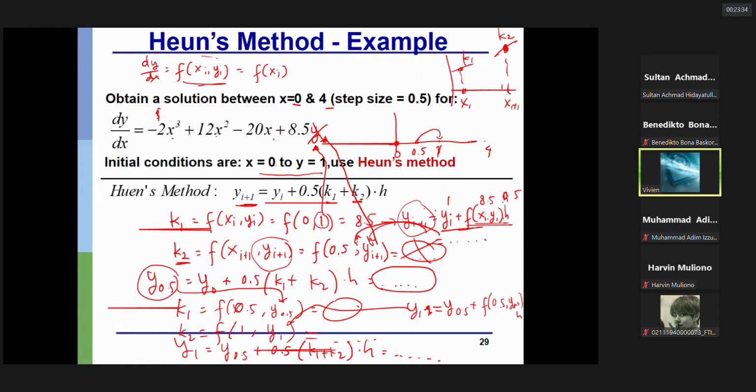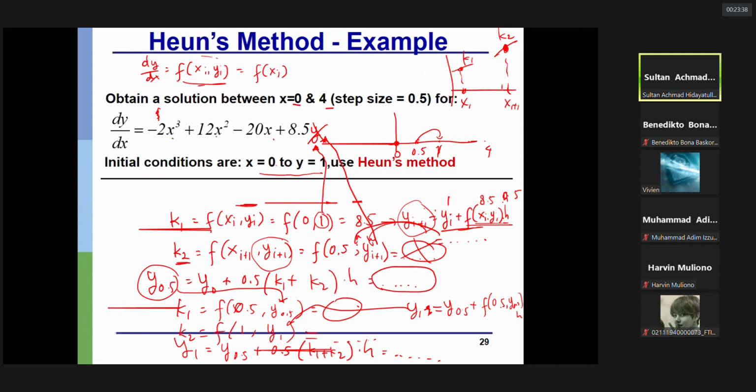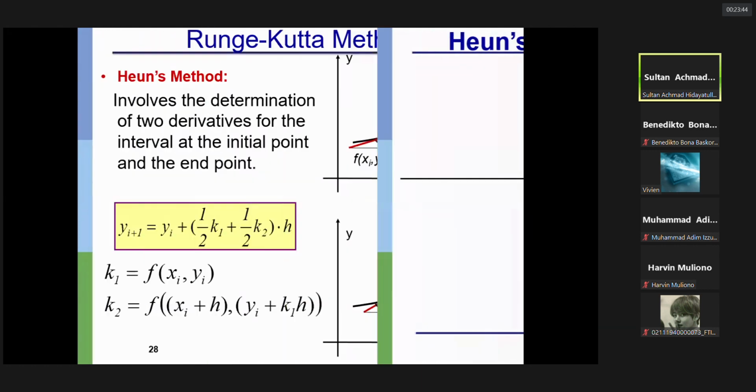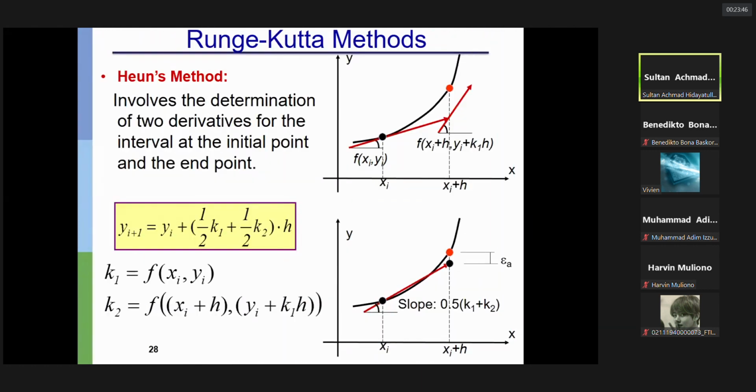Because on your slide, it's a little bit confusing for Runge-Kutta. When I read it, to determine K2 is the function of xi plus p1h.